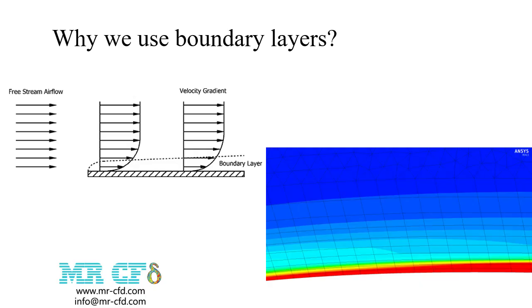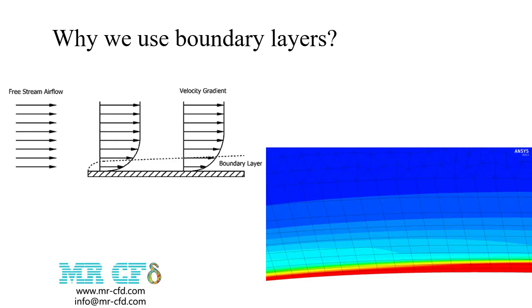Many important physical phenomena, such as drag, lift, flow separation, and heat transfer, occur in this near-wall region. If the mesh near the wall is too coarse, the solver may fail to resolve these steep gradients, leading to inaccurate results. By introducing well-refined boundary layer meshes, CFD simulations can better capture near-wall effects, ensuring more reliable and physically meaningful predictions. The diagram on the left illustrates the velocity gradient within the boundary layer, showing how velocity changes near the wall compared to the uniform free stream flow farther away.